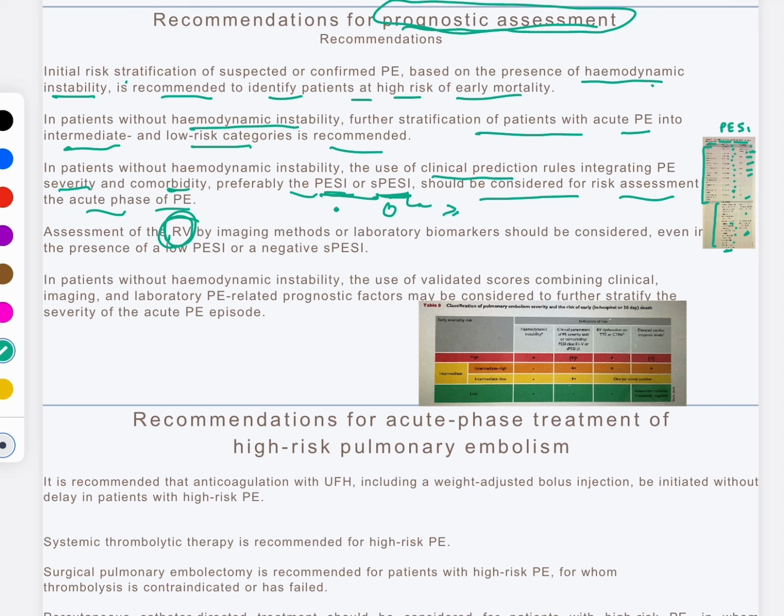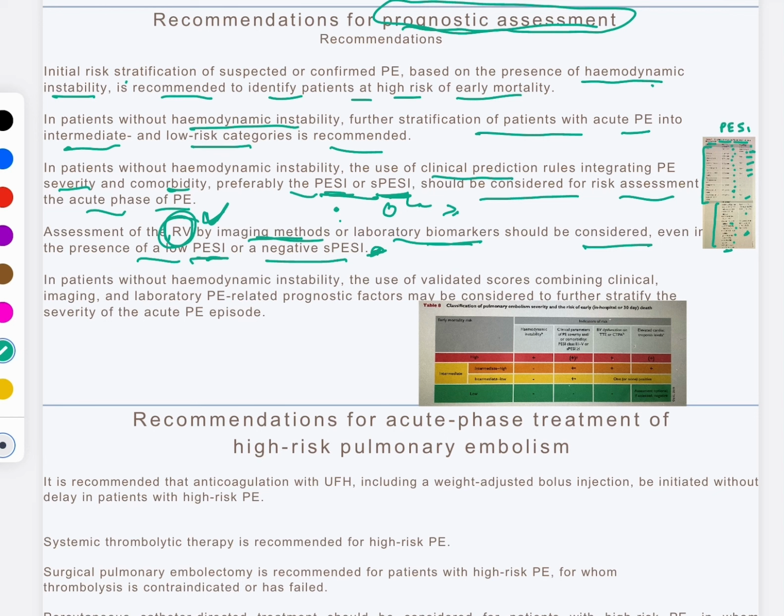Assessment of the right ventricle by imaging methods or laboratory markers should be considered even in the presence of a low PESI or negative simplified PESI score. This is a new point added in the guidelines, and it says that even if the simplified PESI score is negative or the PESI score is low, you should check for right ventricle strain by either imaging methods using echocardiogram or laboratory methods, which we'll discuss later on, including troponin or BNP.